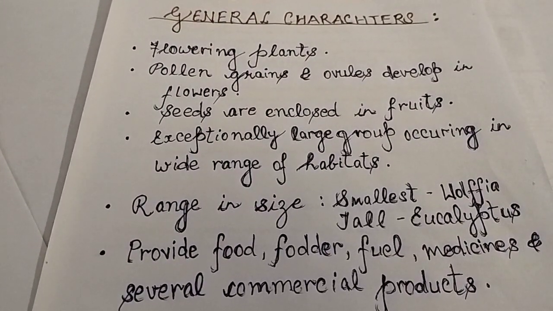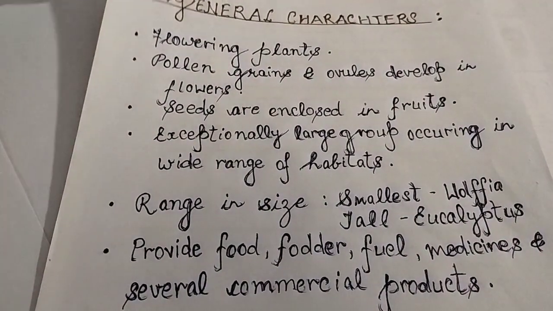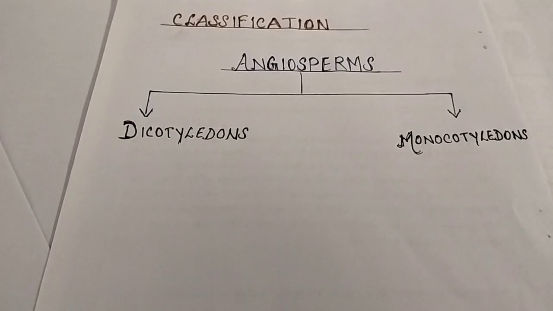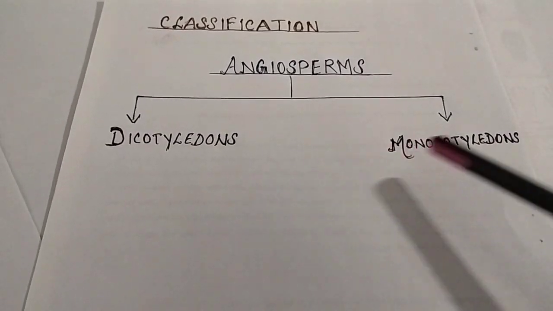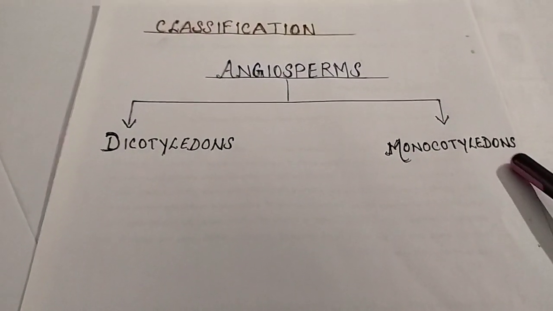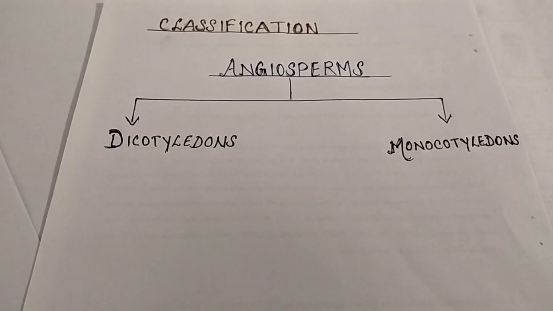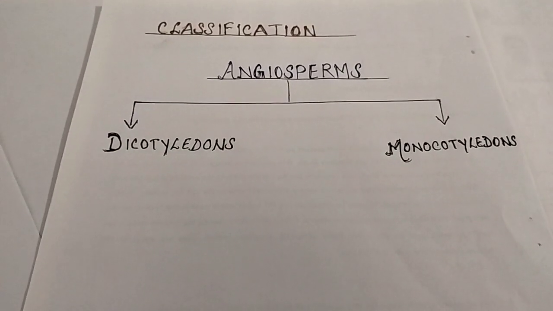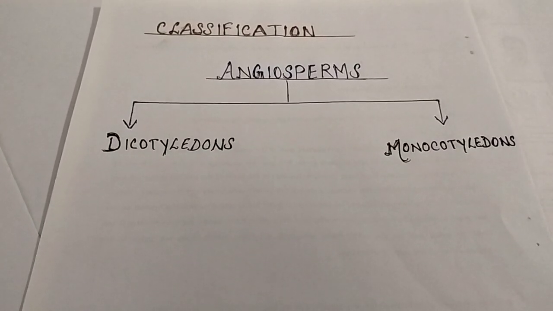Okay. So these were the general characteristics of angiosperms and a small classification: angiosperms are divided into two classes, dicotyledons and monocotyledons. You might have heard these terms, or if not, this will be a new term for you now. Monocotyledons and dicotyledons. Cotyledons. See, angiosperms are all seed bearing. Flower bearing, that means fruit bearing.